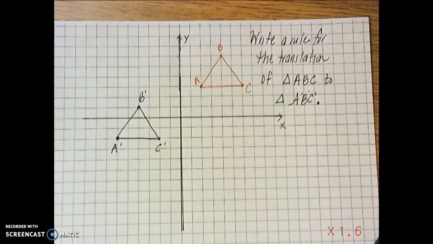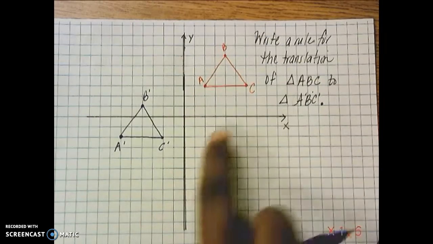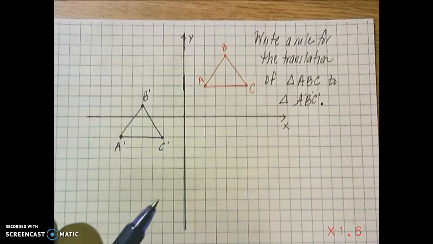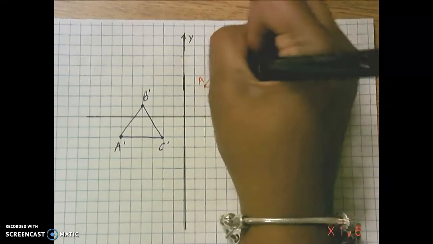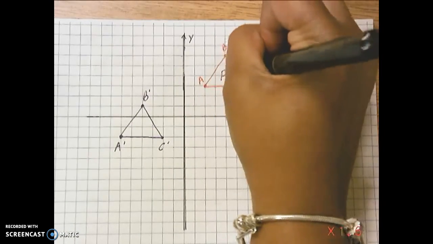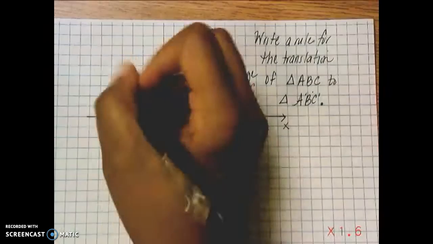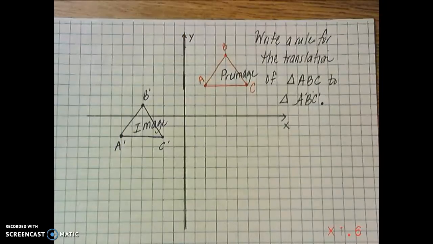Okay, I just wanted to do one more just in case to make sure that we are on the same page. It says write a rule. That's our directions: write a rule for the translation of triangle ABC to triangle A'B'C'. So what I'm going to do here is put a P on the inside. And that P, if you guessed it, stands for pre-image. This is where we start. And I'm going to put an I on the inside here because this is going to be our final image.